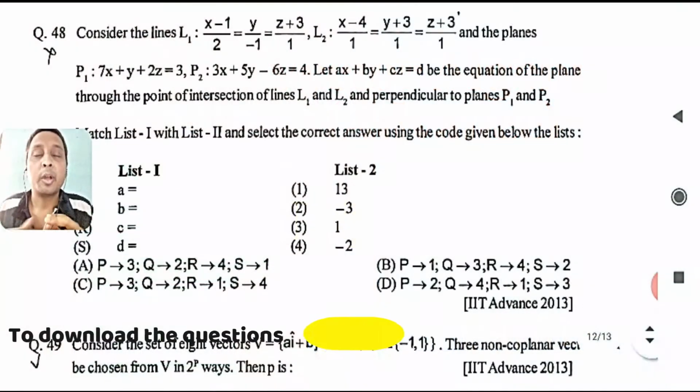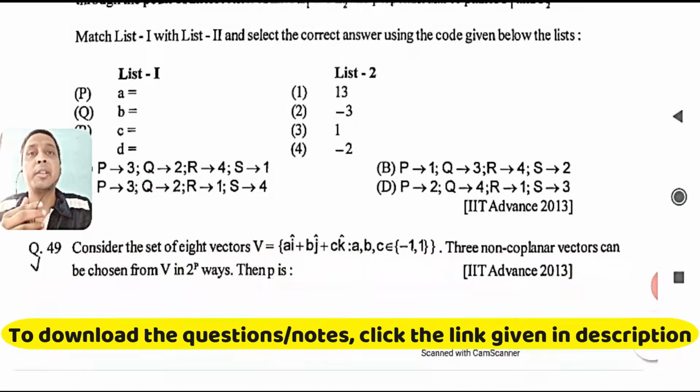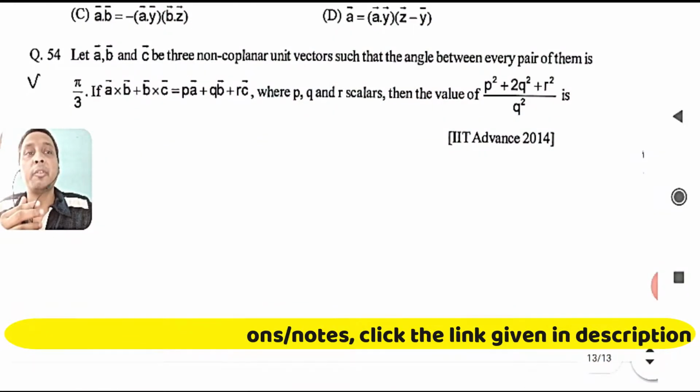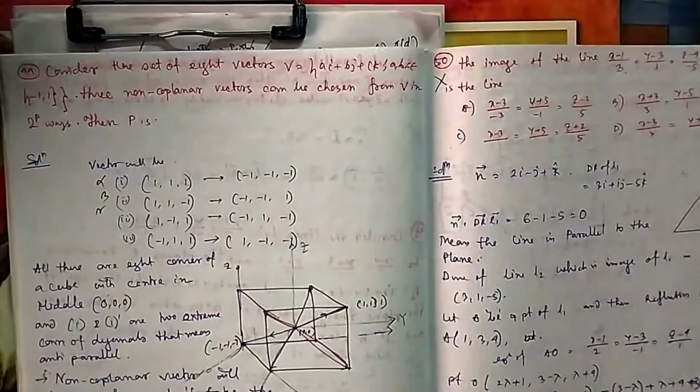Okay students, welcome you all to this new lecture in advanced level where you are solving previous year IIT JEE questions on vector algebra, keeping 3D. So today we will be solving from question number 48 onwards up to question number 54. Okay, then let's try to solve these questions. 48 is again based on 3D, so I am skipping that one.